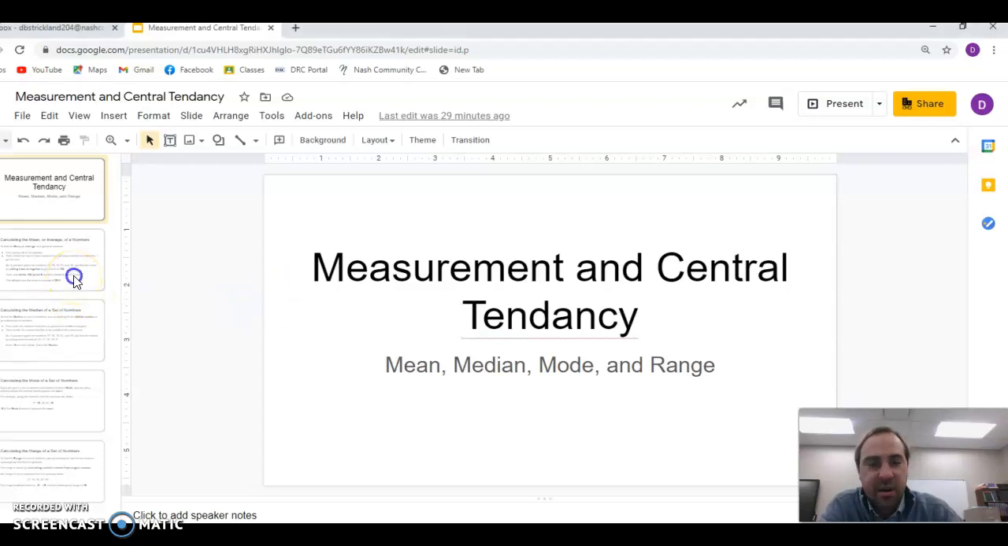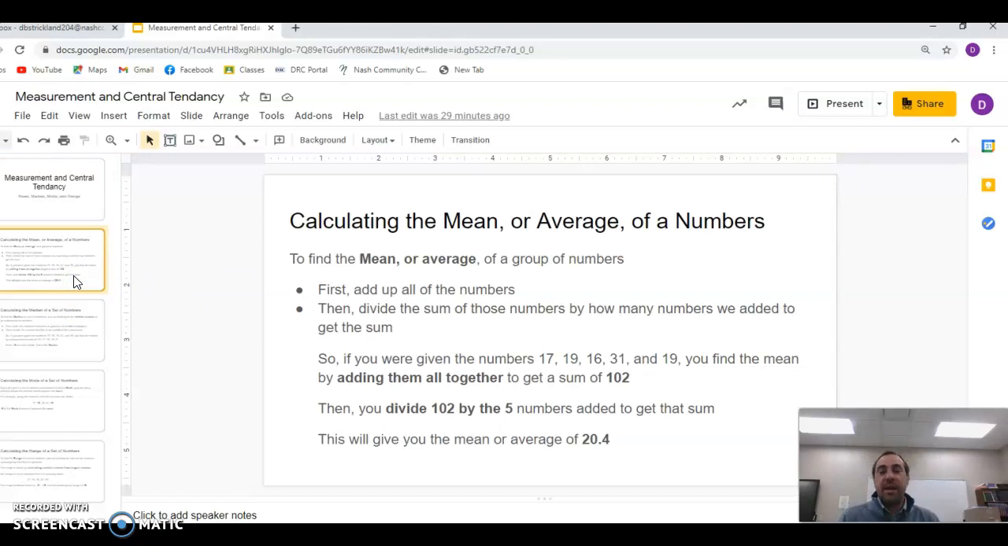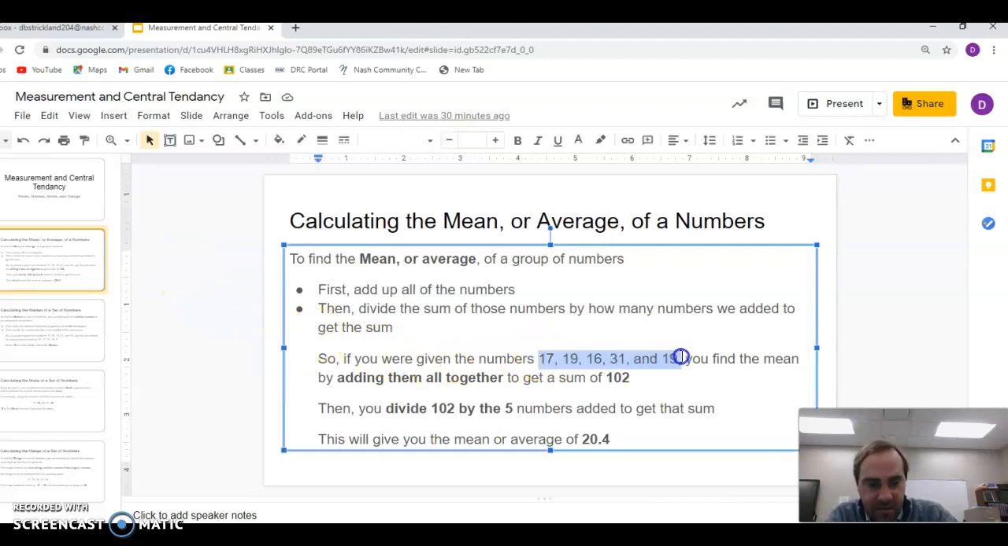So first, let's take a look at our mean. The mean is just another way of saying the average of a group of numbers. So mean and average are synonymous, meaning they mean the same thing. So if you're given a set of numbers, like in this case, we've got 17, 19, 16, 31, and 19.